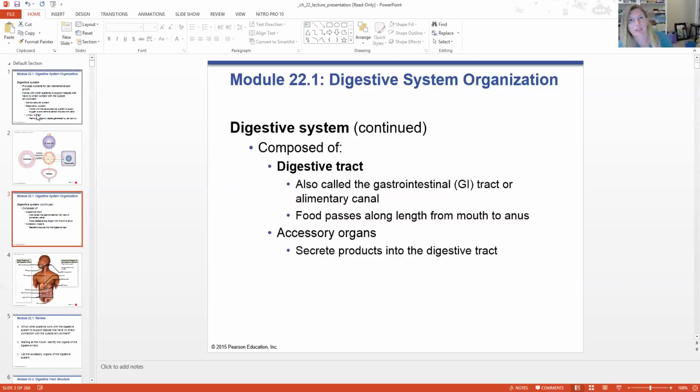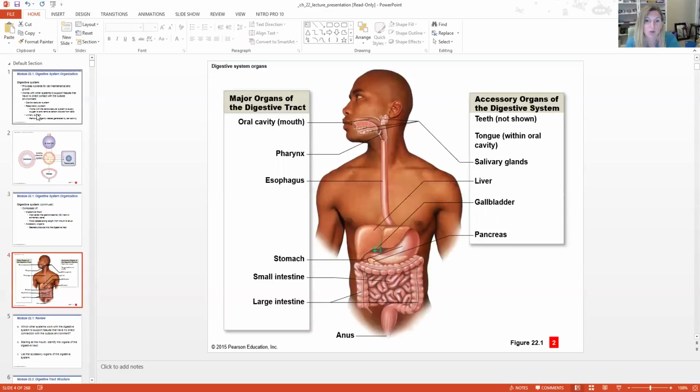So let's talk about the components of our digestive system. It's made of the digestive tract, or the GI tract, or the alimentary canal, same thing. Typically, we'll just call it the GI tract. This is the food tube, right? Passing all the way from start to end, from mouth to anus, all the way through. There are also accessory structures that are secreting into the digestive tract. Food does not pass through them. They are just secreting into it.